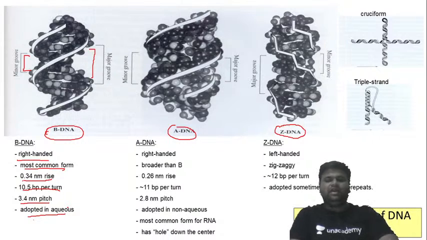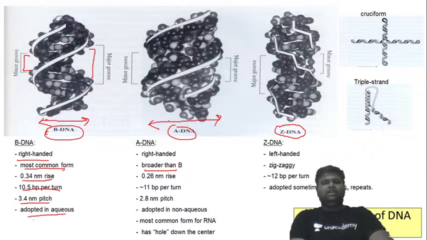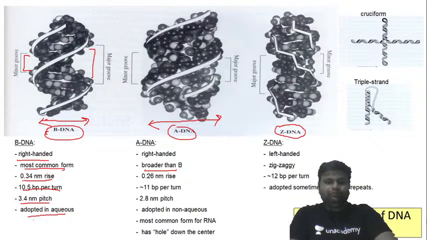Whereas A-DNA is also right-handed, but it is broader than B-DNA. As you can see, it is much broader. So this is the B-DNA, and this is the A-DNA. It has 0.26 nanometer rise. It has 11 base pairs per turn. It has 2.8 nanometer pitch, and it is adopted in non-aqueous conditions. Most common form for RNA, it has a hole down the center.